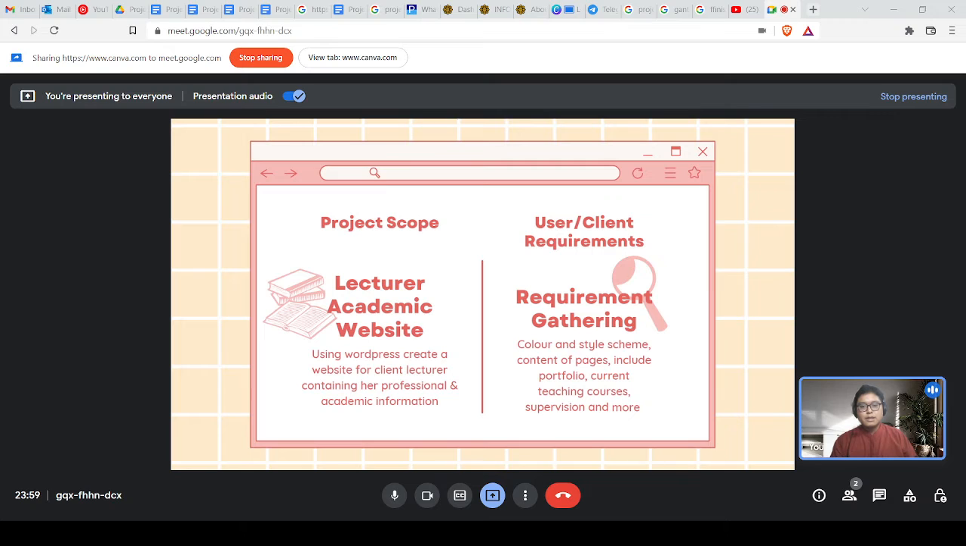So for the user and client requirements, we have done the requirement gathering to gather the user requirements. The summary is that we have to use the color and style scheme of IIUM. The content of pages were given to us, which include the portfolio, current teaching courses, supervision, about us page, and the home page, and also her previous work experience. And then the requirement gathering was done face to face in the office of our client lecturer, Madam Salmia Ahmad.